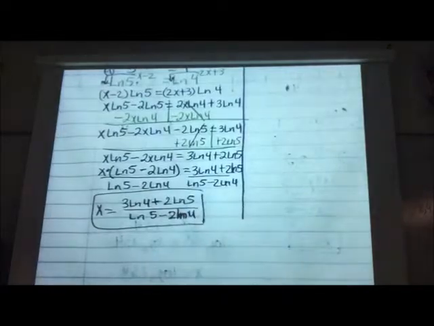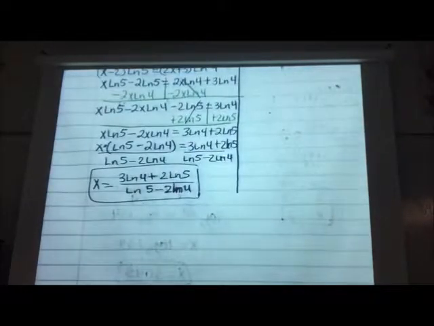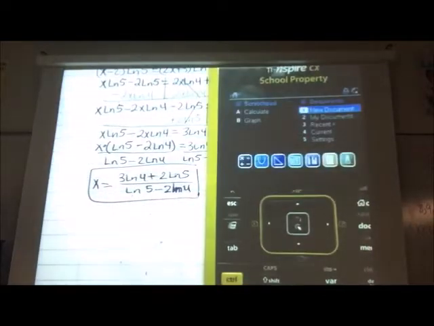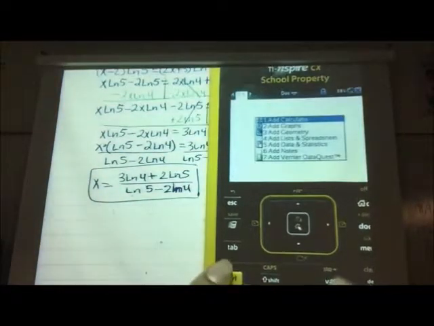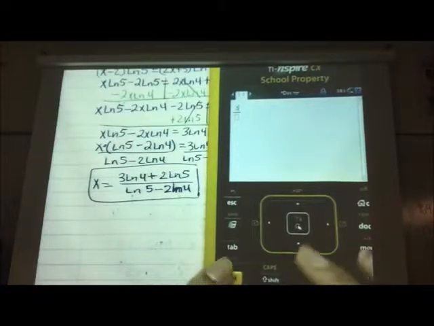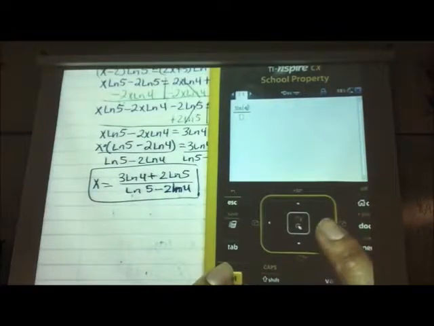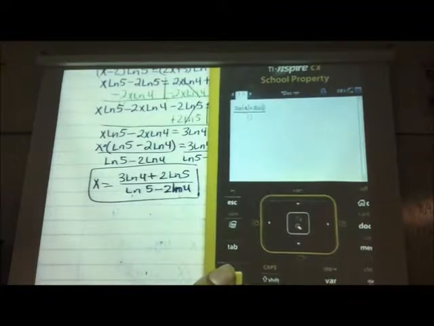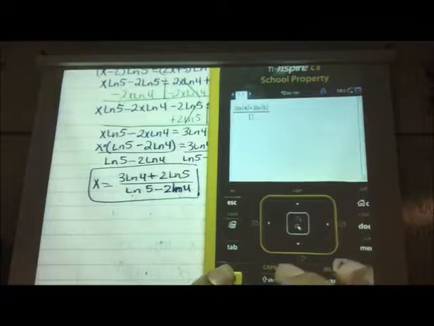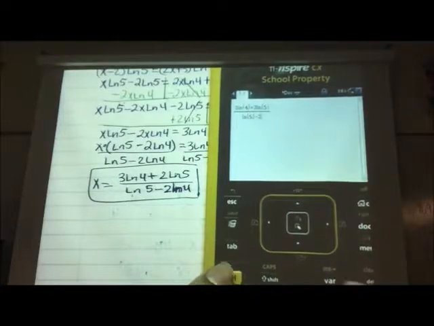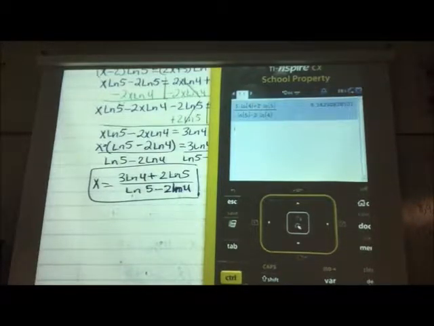So your answer could stay like this, or they could actually make you get a decimal. So parentheses, 3 ln of 4 plus 2 ln 5, close the parentheses, divided by ln 5 minus 2 ln 4. Make sure you use the parentheses, because in my other class, I had a student who said, Miss, that's not what I got, because he just kept typing like crazy. Please practice the typing in, even though some of you think, oh, this is a piece of cake, kindergarten could do this. Sometimes you make careless mistakes. You press enter, and this is my answer.